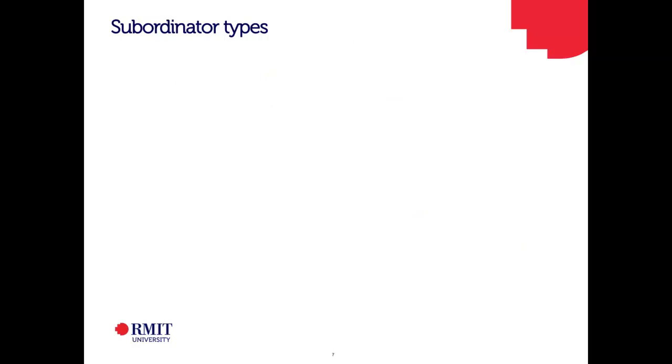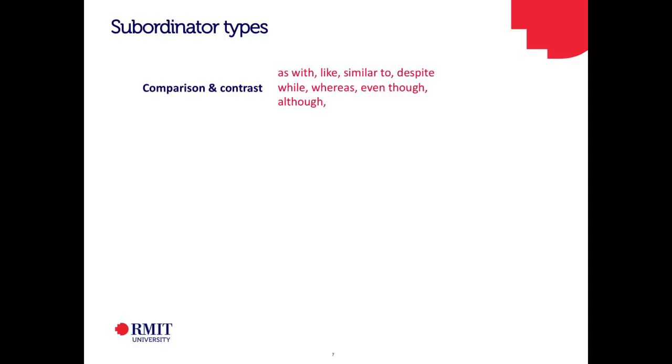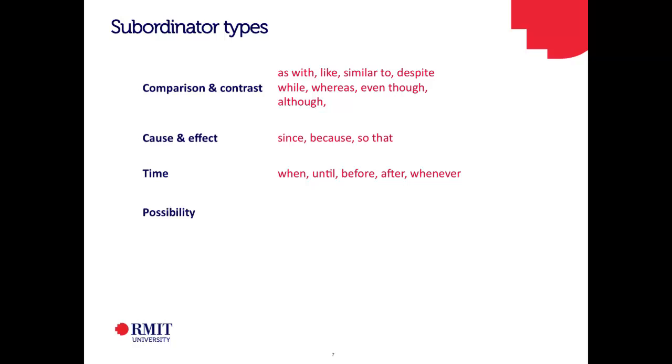There are 6 subordinator types. Comparison and contrast subordinators such as with, similar to, while, whereas, even though. Cause and effect subordinators, since, because, so that. Time subordinators, when, until, before, after. Possibility subordinators, if, unless, whether. And subordinators of place and manner such as wherever, where, and how or however.